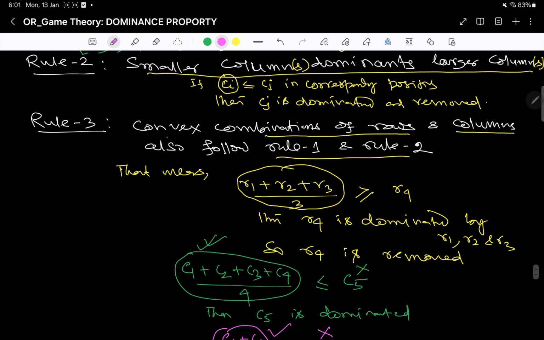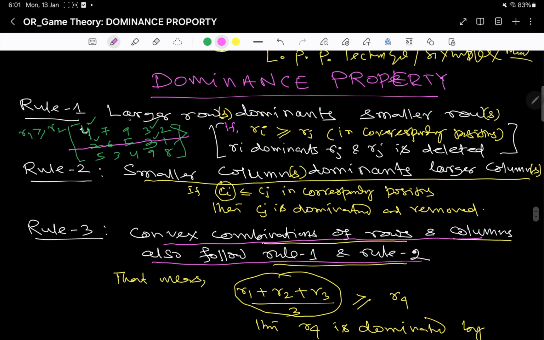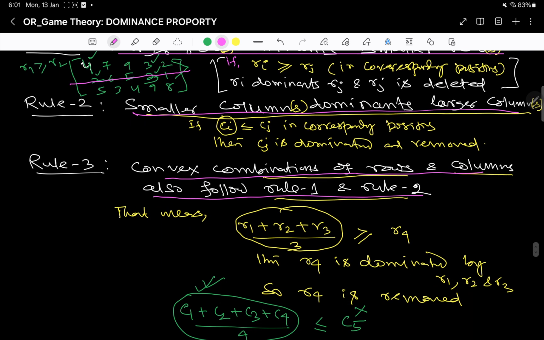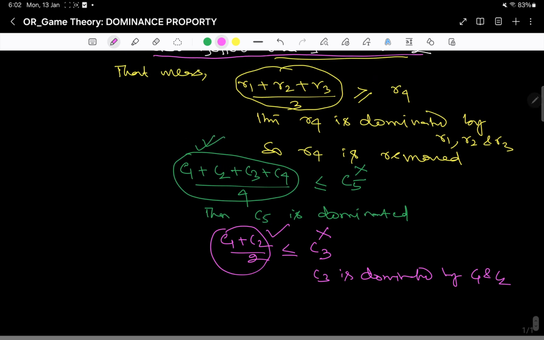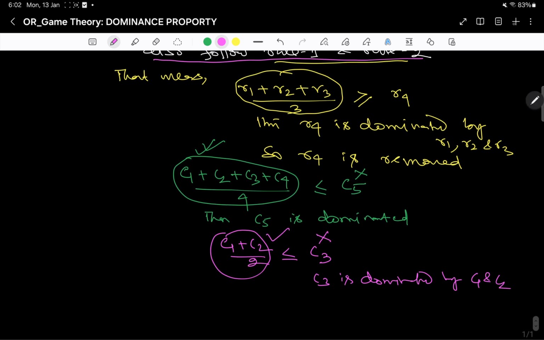That means the convex combination of rows and columns also follows rule 1 and rule 2. So I am just repeating again. Larger row will dominate the smaller row. Smaller column will dominate the larger column, and convex combinations of rows and columns also follow rule 1 and rule 2. Right. Now let us solve some important examples.